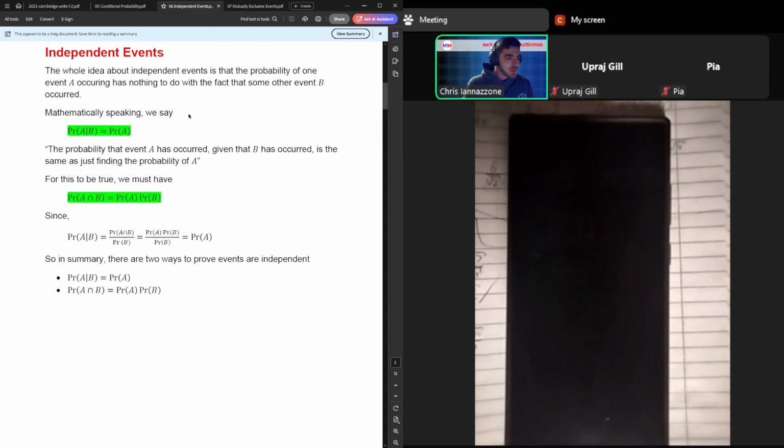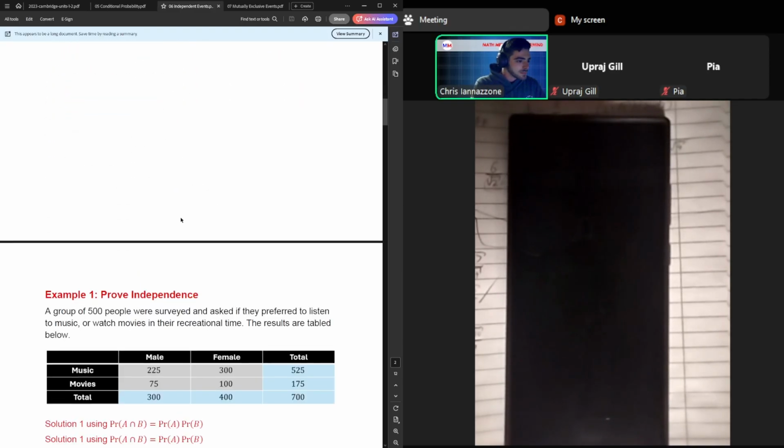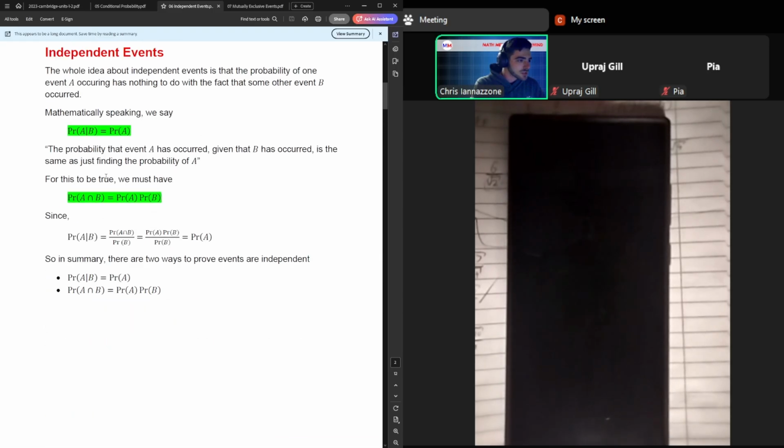What tends to be a bit more useful, even though these are technically the same statement, is to say that the intersection is the product of each of those terms' probabilities. So A intersecting B is the same as the product of probabilities, A and B. These are fundamentally the same thing, but this tends to be more available immediately. So if you ever want to prove independence, you're looking to prove either this or this, whichever one seems more natural to you. It's up to you.